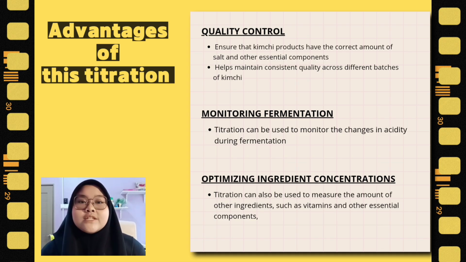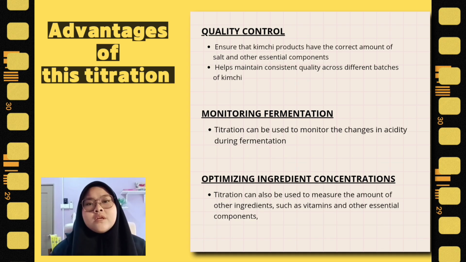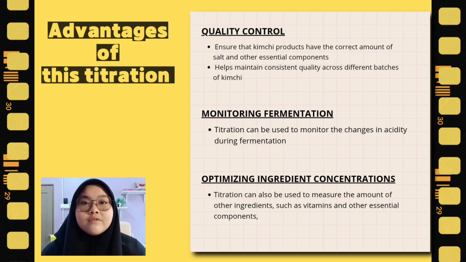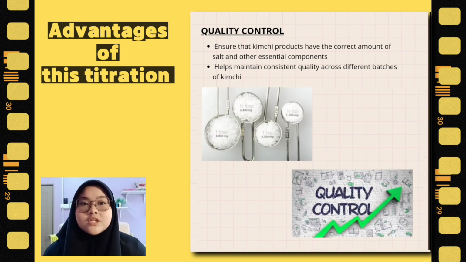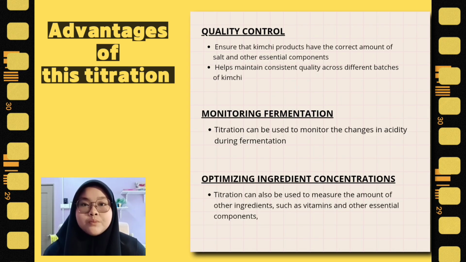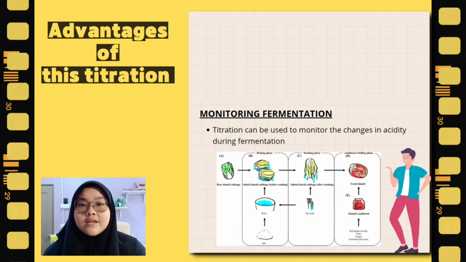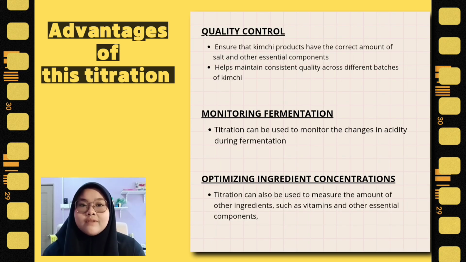There are lots of advantages of titration process in food industry. Let's start with quality control. It helps ensure that kimchi products have the correct amount of salt and other essential components, influencing taste and texture. Also, accurate titration helps maintain consistent quality across different batches of kimchi, ensuring a reliable product for consumers. Next, monitoring fermentation. Titration can be used to monitor the changes in acidity during fermentation, which is a crucial factor in kimchi quality and shelf life.